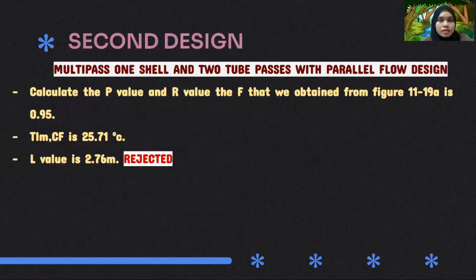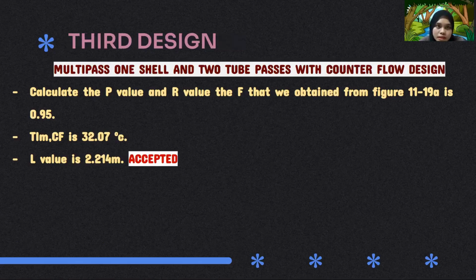The second design is a multi-pass, 1 shell and 2 tube pass with a parallel flow. In this design, we need to calculate the P value and R value to obtain the F value. The F value that we obtain from figure 11.198 is 0.95. At the end of the calculation, we get the L value is 2.76 meter, and this design is also rejected because it does not follow the space limitation.